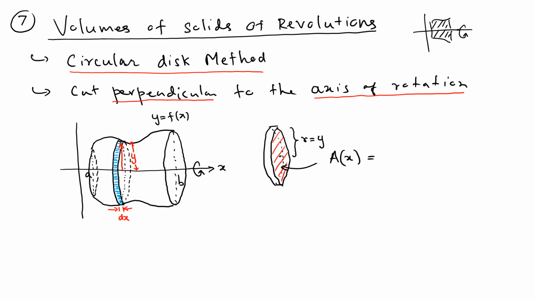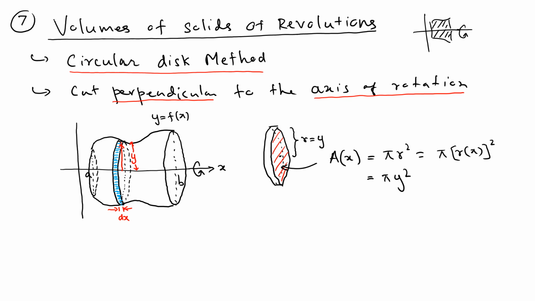It's a disk, so that means pi r squared. But what is r in this case? r is y in this case. To exaggerate, sometimes we write this as pi times r, a function of x, and then squared. We can write it like that just to exaggerate. But in this case, it is simply pi y squared, but not always. So be careful. It's not always y, but it is always pi r squared.